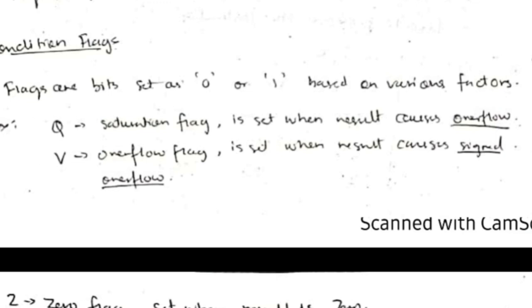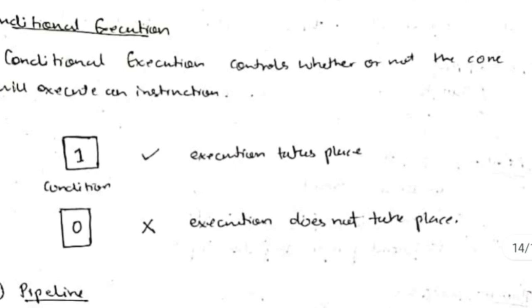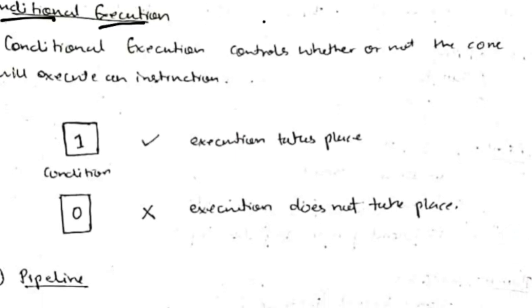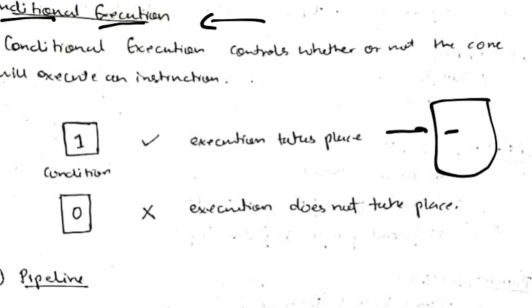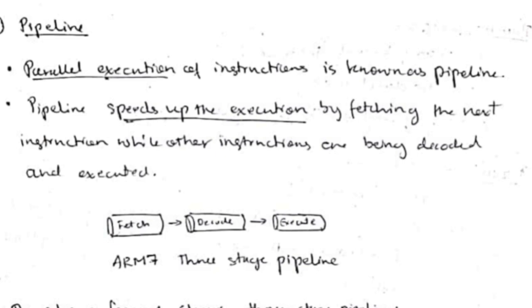So it will specify the result if it's true or false. By using conditional flags, we can carry out conditional execution. That means whether a particular instruction is to be executed or not will be determined by whether the conditional flag is 1 or 0. The execution will happen when the condition is 1, or else the execution will not happen.